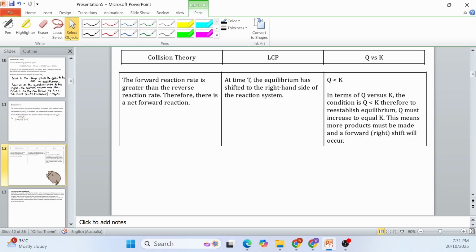If we use collision theory to describe this phenomenon, we can say the forward reaction rate is greater than the reverse reaction rate. Therefore, there is a net forward reaction. We also know that when the temperature is increasing in the system, the equilibrium shifts to the right-hand side because it is endothermic. And that is the same language as forward reaction given by collision theory.